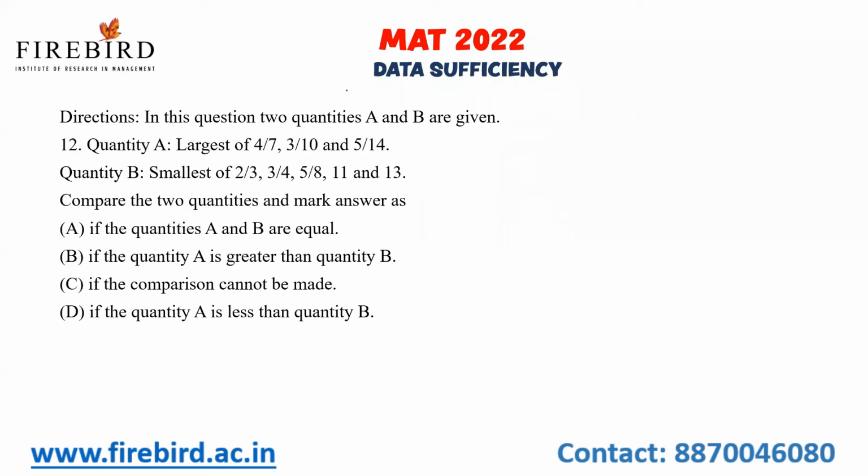Next. Which is the largest? See, 4 by 7. What is 4 by 7? 1 by 7 is, in terms of percentage, I can say it as 14.28 percent. 4 by 7, 4 into 14, 56, so 0.56. And 3 by 7, 0.43. 5 by 14. See, 1 by 14 is 7.14 and 5 by 14 will be around 0.35. So, which is the largest here? 4 by 7 is the largest.